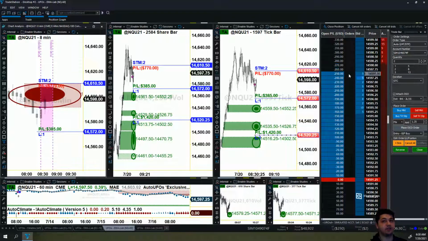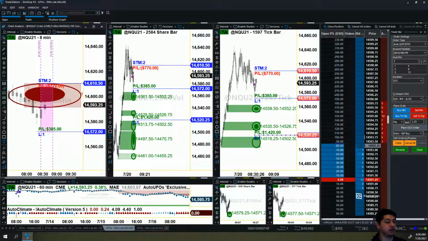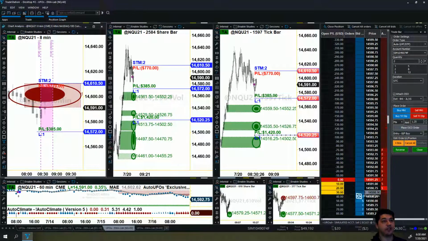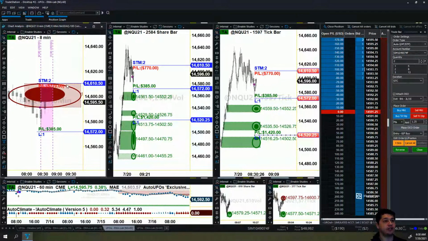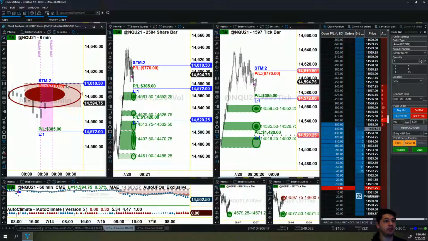Obviously, this one here being taken with the mini is just really for demonstration purposes. If I were you, I would definitely take this trade with micros just to mitigate that risk a little bit more. If you have the account size that can withstand a large stop out like that, then by all means go for it. If you do not, I would definitely say take it with the micros, not with the minis.